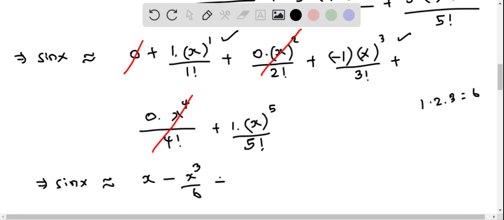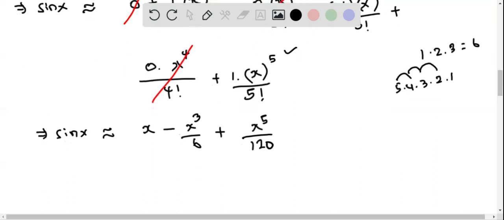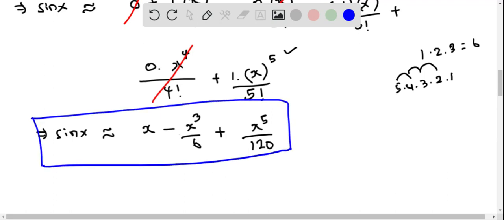So I put 6, plus this term, x power 5. So it is x power 5 divided by 5 factorial, which is 5 times 4 times 3 times 2 times 1. 5 times 4 is 20, 20 times 3 is 60, 60 times 2 is 120. So this is 120. Now we have the expression for the sin x function using the fifth degree Taylor polynomial. So this is the expression, that is x minus x cubed by 6 plus x power 5 divided by 120.